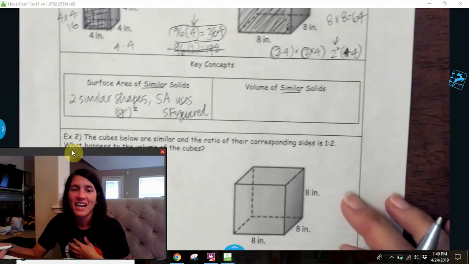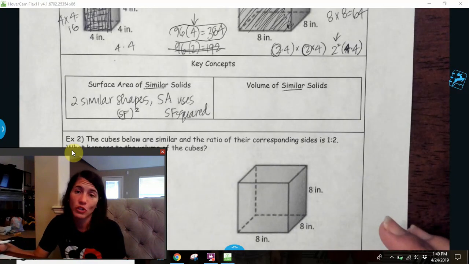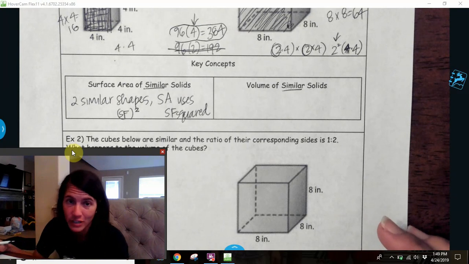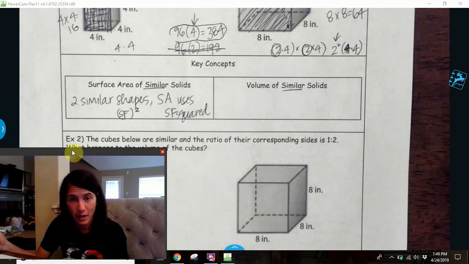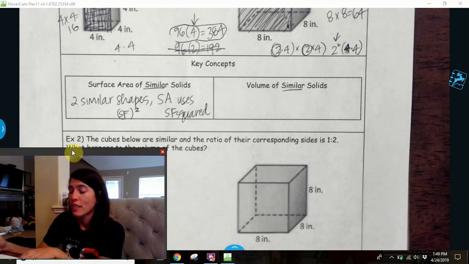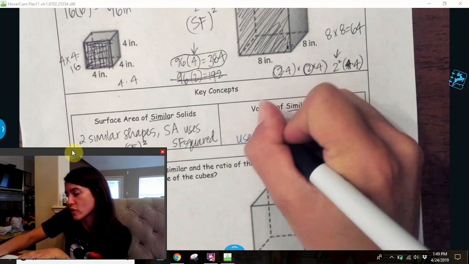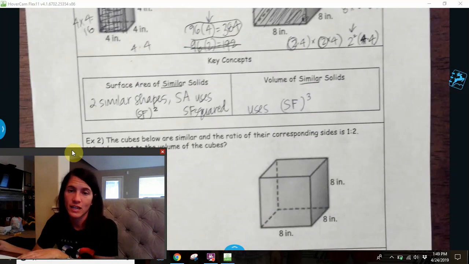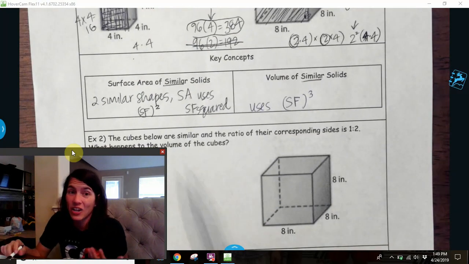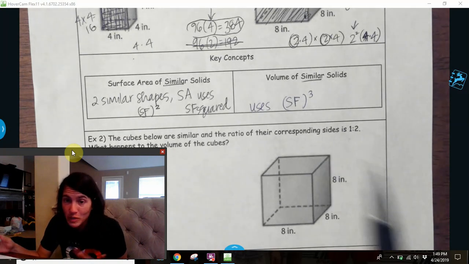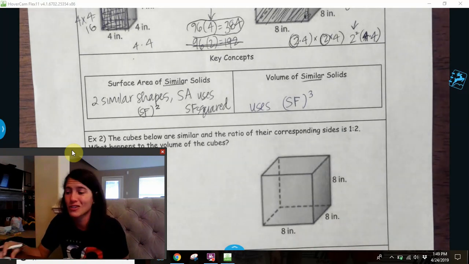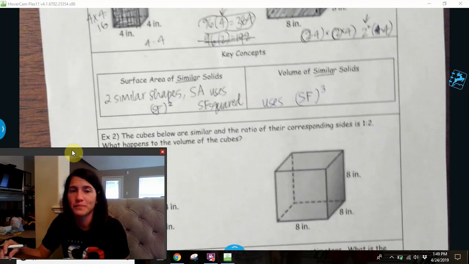Okay? Now, the key concepts with volume. Volume is a little bit different. If you have two similar shapes, now again, they have to be similar, the volume uses the scale factor cubed. And that should make sense. Area is squared, volume is cubed, scale factor cubed. And let's do an example that goes over that.